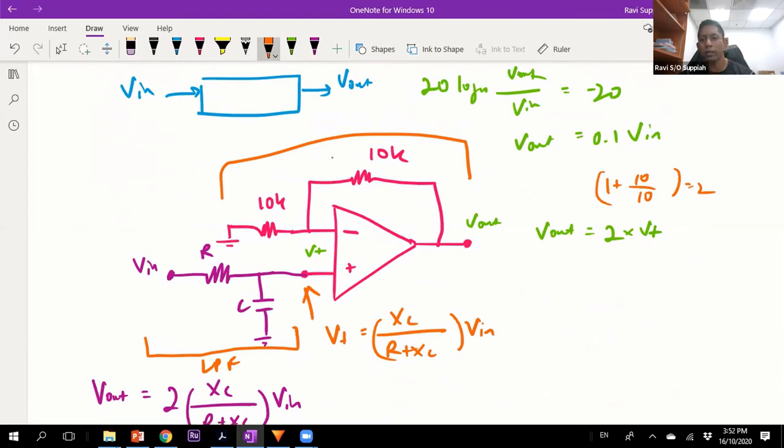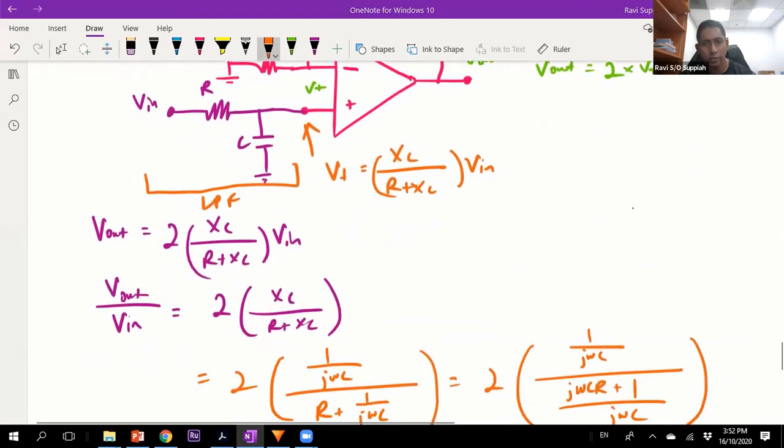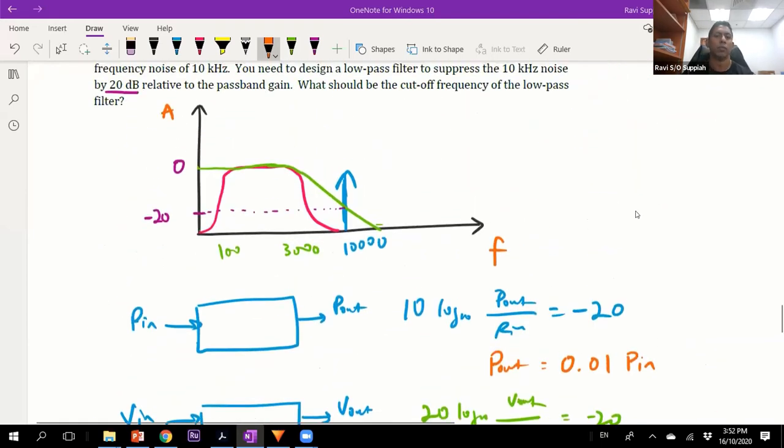Why are we finding V out over V in? Basically, we are trying to find this relationship so that we know exactly how to design and find the cutoff frequency. What we are asked to find is the cutoff frequency over here. And what is the cutoff frequency? It is going to be somewhere here. And what is the formula for cutoff frequency? 1 over 2 pi RC. I need to find 1 over 2 pi RC.